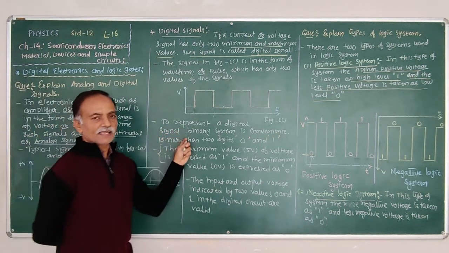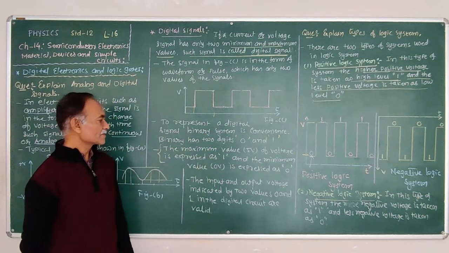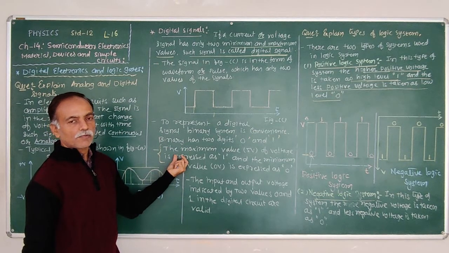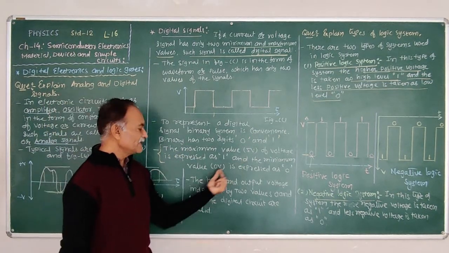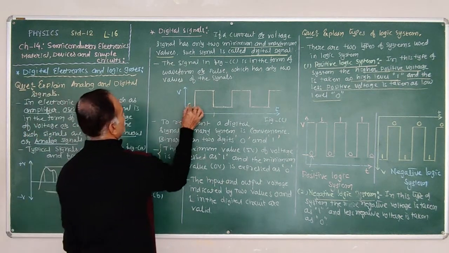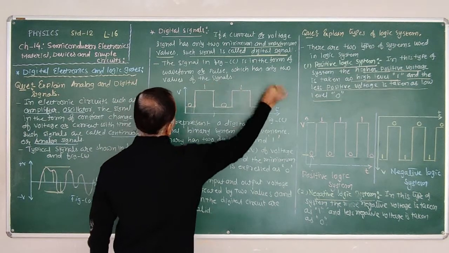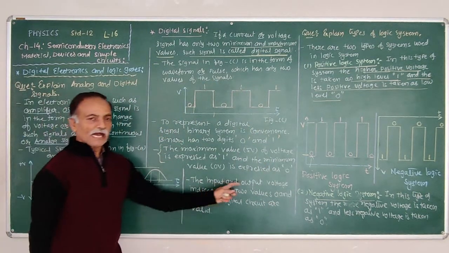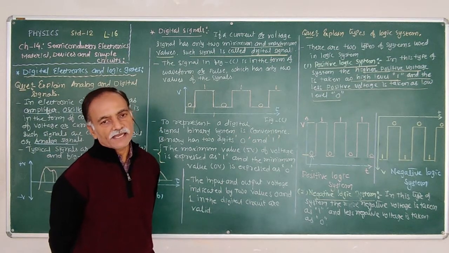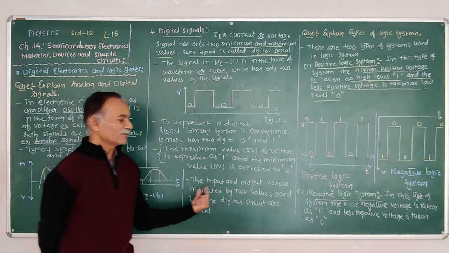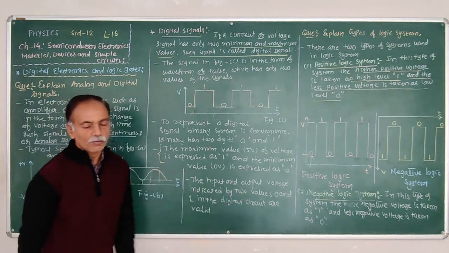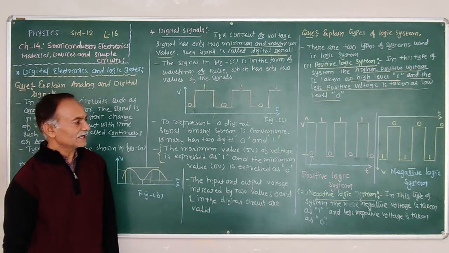To represent a digital signal, the binary system is convenient to use. Binary has two digits, 0 and 1. The maximum value, that means 5 volts, is expressed as 1, and the minimum value, 0 volt, is expressed as 0. The input and output voltages indicated by the two values 0 and 1 are valid in digital electronics. No input or voltage between 0 and 1 is valid in a digital circuit.